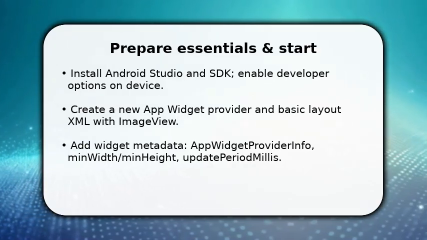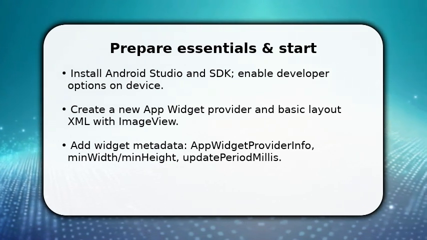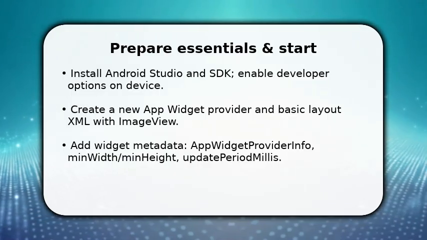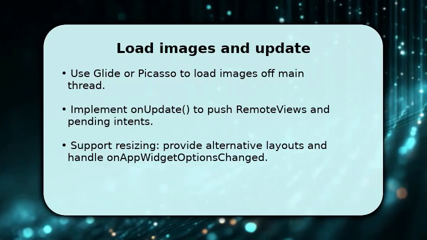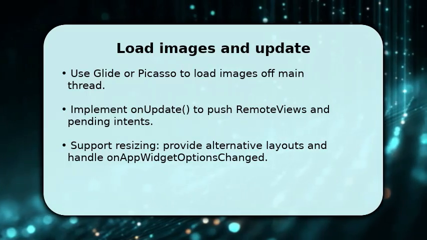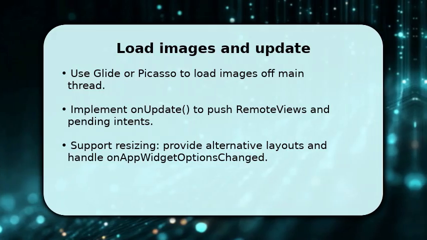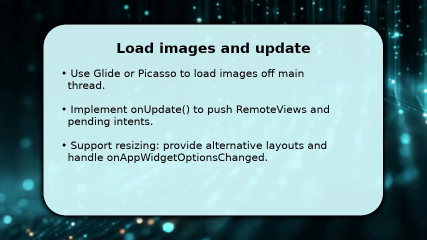This gets you past setup into the first actionable steps, so you can immediately deploy and see the blank widget on your home screen. Once the provider and layout exist, implement image loading and updates so the widget actually shows photos. Use Glide or Picasso to fetch and cache images off the main thread, then write bytes into a bitmap and set it on remote views via setImageViewBitmap.